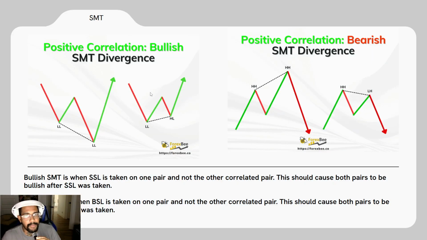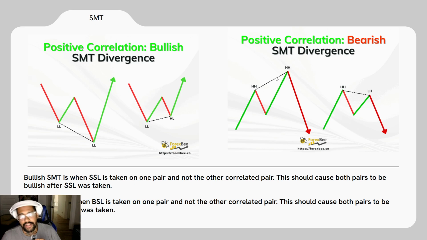Here's an example on the line chart. Let's say this is NASDAQ and this is S&P 500. What happens? Liquidity is taken, right? Boom, sweep of liquidity and it goes up. Okay, that's normal. That's what we like to see. But look on the S&P 500. It didn't take liquidity. This is SMT divergence. There's a difference. That's a good sign that buys would work in this case.